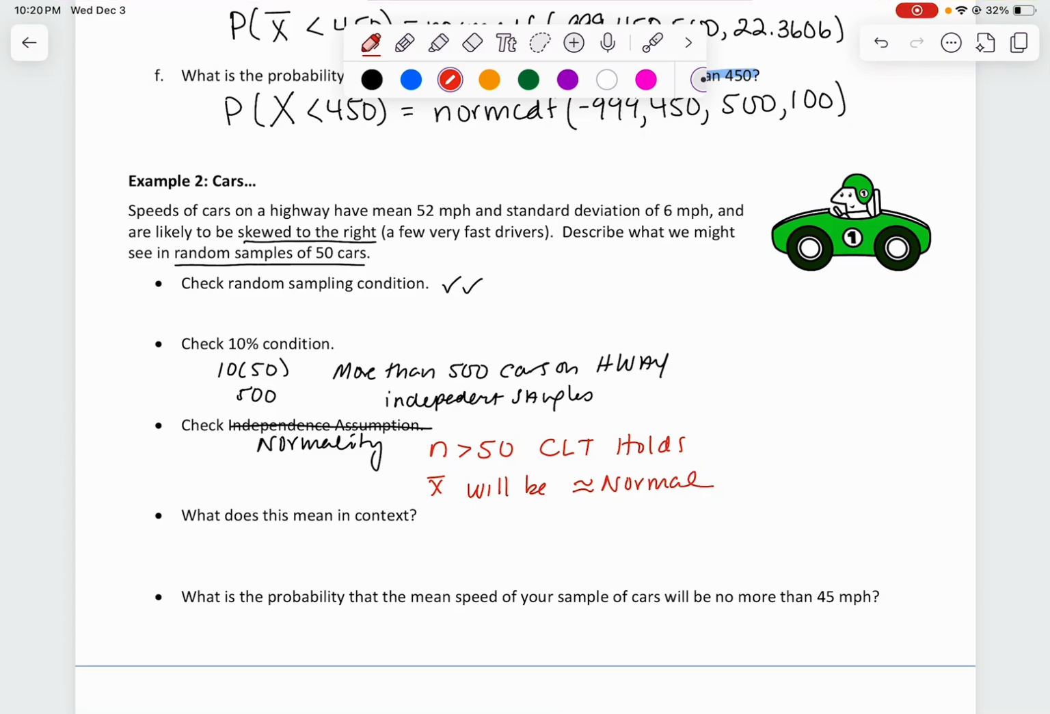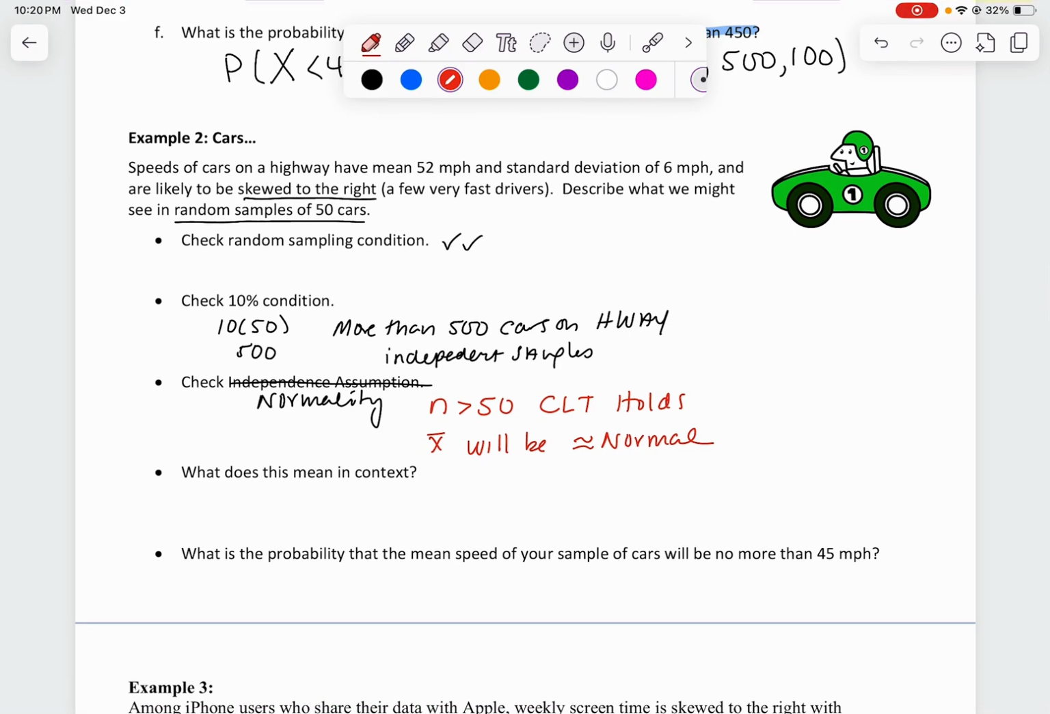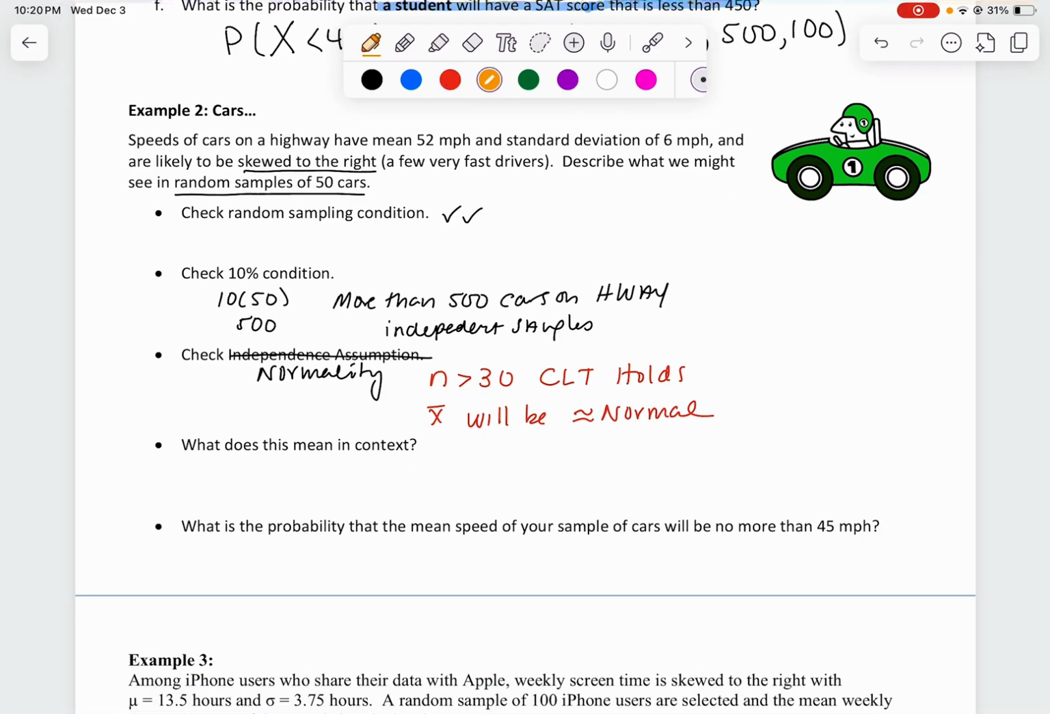Just because my sample size is large enough, right? Since my sample size is 50, which is greater than 30. My apologies, I wrote the wrong number. Since n is greater than 30, the CLT holds. So what does that mean about the mean and the standard deviation? That means that mu of x bar is going to be equal to the population mu, that's 52. And the standard deviation for x bar is going to be equal to the standard deviation over the square root of n, or 6 over the square root of 50, which we will grab from the calculator.